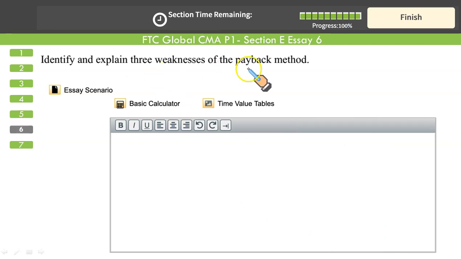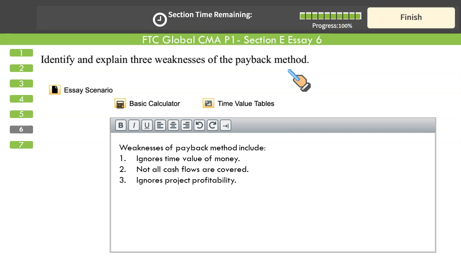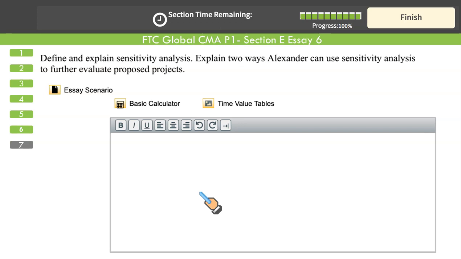Identify and explain 3 weaknesses of payback period. Done many times. Ignores time value of money. Focuses only on a specific cutoff date. Not all cash flows are considered. Ignores project profitability. Perfect. Same ideas discussed in the previous questions. And finally, the last one.